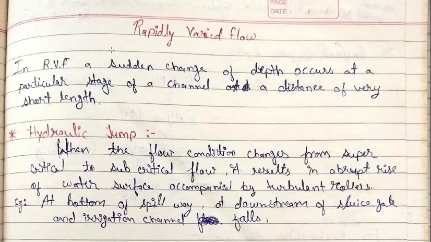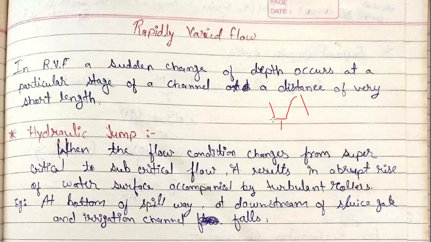Hello class, our next chapter is rapid variable flow. And what is rapid variable flow? Suppose there is a short lane and in this short lane the depth of the flow suddenly changes. So in this section there is a rapid variable flow.